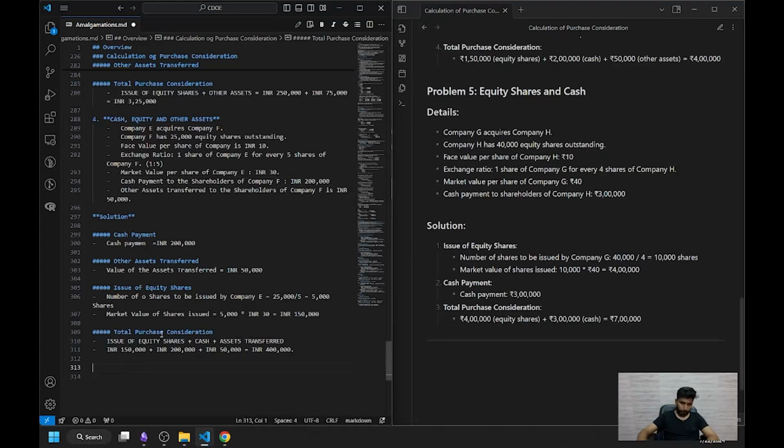Lastly, case number 5, that is for the equity shares and cash. So first of all, let us talk about what are the details which has been given to us. First thing is that the company G acquires company H.